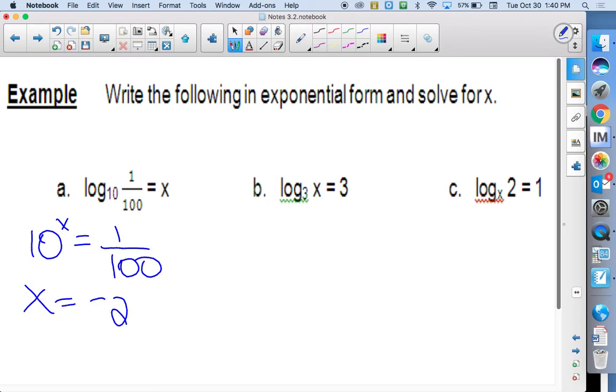Brandon, can you convert b? x equals 3 to the 3rd. Sure. Or you could have said, you started out with 3, you could say 3 cubed equals x, or he said x equals 3 to the 3rd, which is 27.